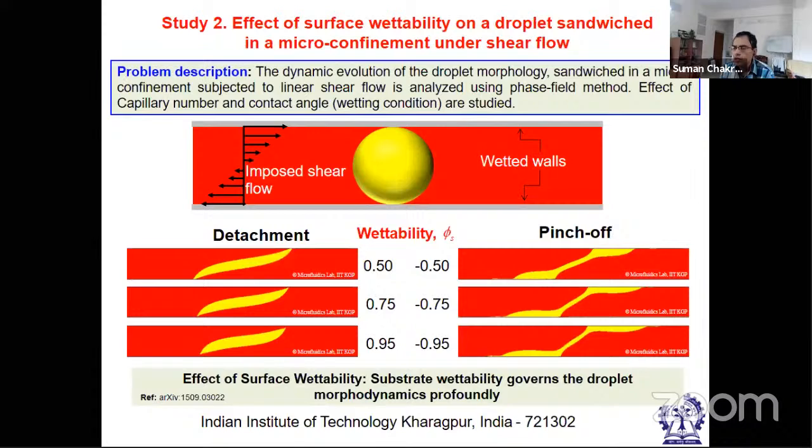In a microfluidic confinement, another interesting issue is that if you have a sandwich droplet and if you have a wettability of the surface, how the dynamics of the sandwich droplet is governed by the wettability of the surface, given that you have a shear flow imposed on the droplet.